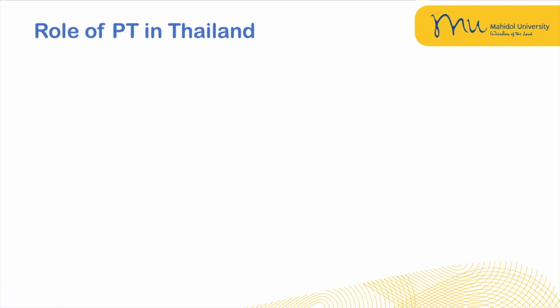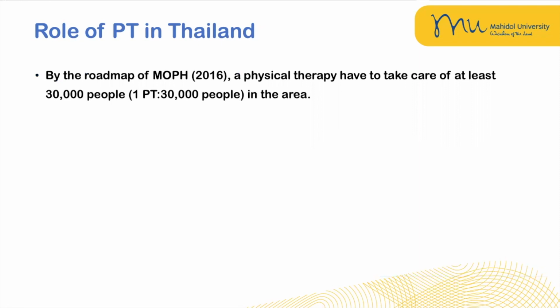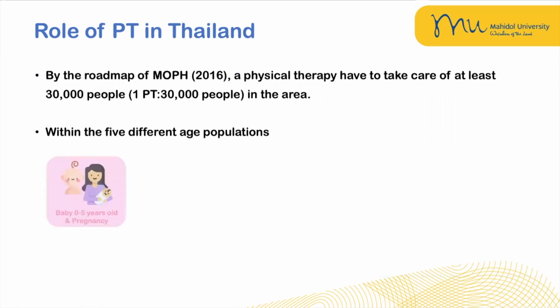So, the role of PT in Thailand by the roadmap of MOPH or the Ministry of Public Health. One, physical therapists have to take care of at least 30,000 people in their area. PT should take care within 5 different age populations, which are baby, age 0 to 5 years old, and pregnancy.